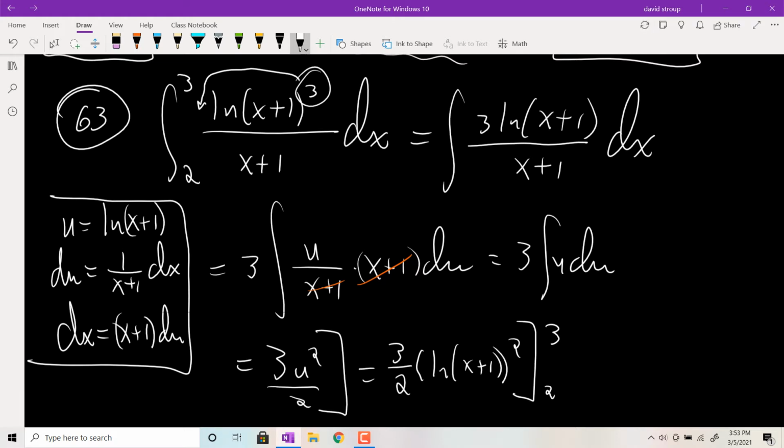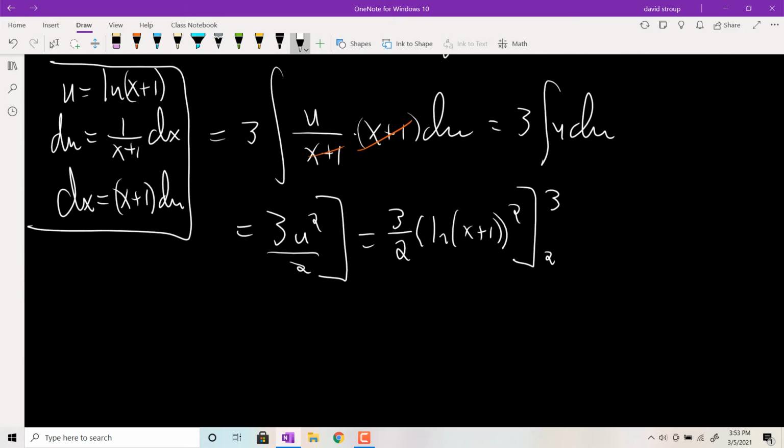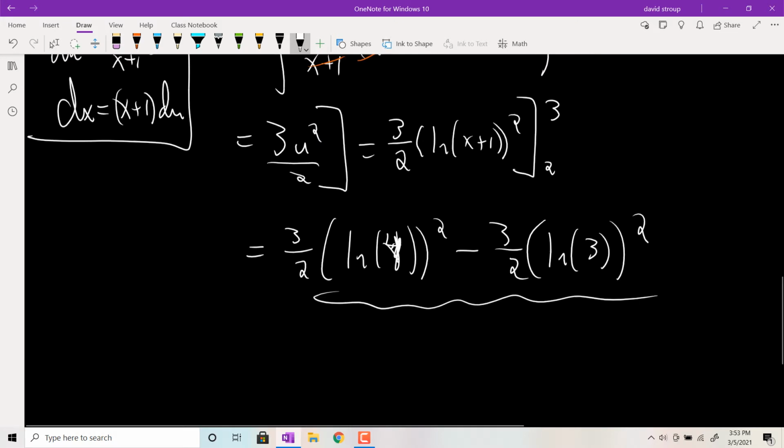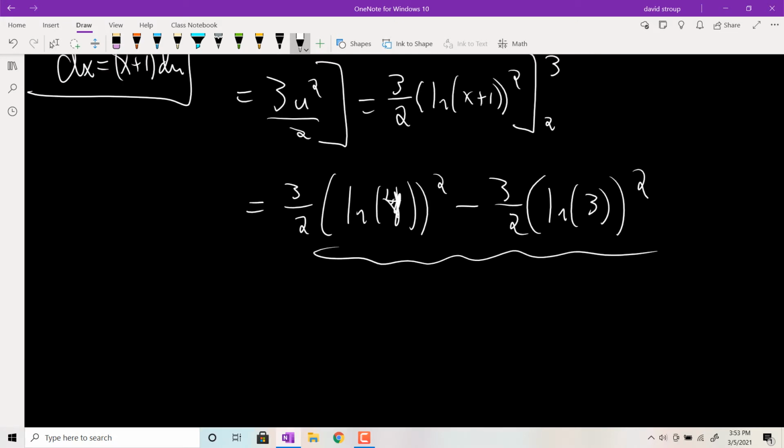There's not much you can do with the answer. You can get an approximation, but I prefer if you just put those numbers into the natural log. So you'd end up with 3/2 ln of 3 plus 1, which is 4, squared, minus 3/2 ln of 3 squared. And you just leave your answer like that. No reason to go to your calculator. That's as good as it's going to get.